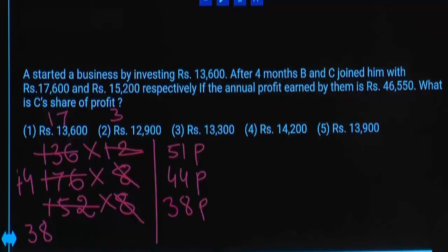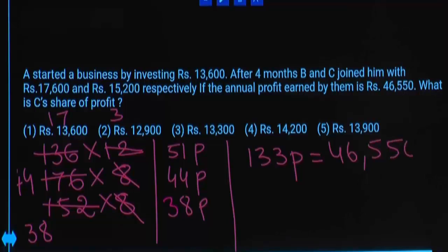Total 133 parts. 133 parts is equal to 46,550. You are asked to calculate C's share. 38 parts is equal to how much? This is what you need to calculate. If you calculate, you will get 13,300 as your answer.